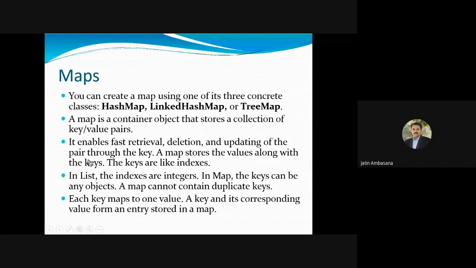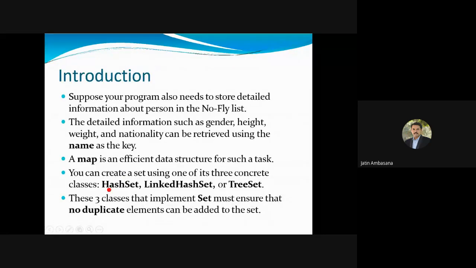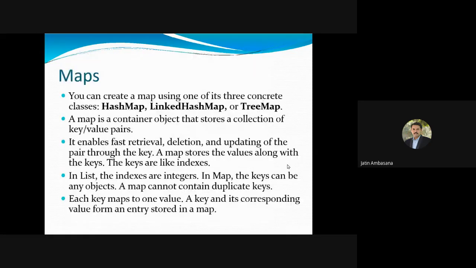So these are maps: hash map, linked hash map, and tree map. Now these three maps are, like you can see, similar to sets. Sets are also what? Hash set, linked hash set, and tree set. So each class would have a specific property. We just have to remember the specific property of each class. Similar to sets, there are hash map, linked hash map, and tree map.